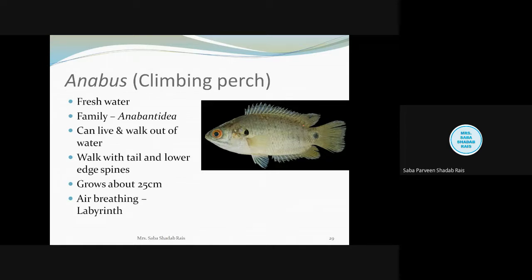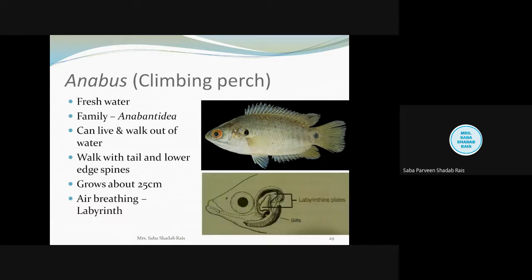After this lecture, I will show you a small clip, in which I will show you how this climbing perch, or climbing gourami, climbs a coconut tree. Maximum length is 30 centimeters. They have a special air-breathing organ, which is called the labyrinthine plates. Labyrinth means they breathe with gills, but they also possess a supplemental breathing structure. That's why their respiratory organ is known as the labyrinthine plate. So normally they will breathe with the gills only, but an extra structure is there. That's why it is called an accessory organ.